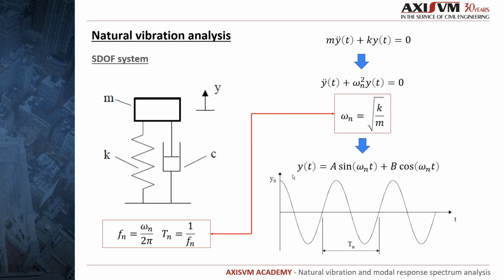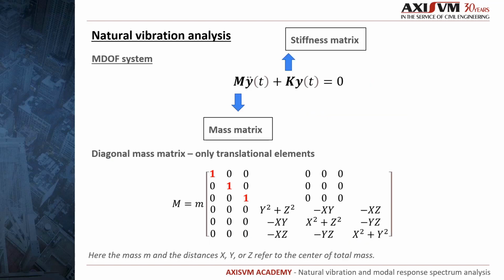The general solution of the differential equation looks like this. As we can see, the natural vibration is a harmonic vibration with the angular frequency described by omega. The natural frequency and period can be easily obtained from the angular frequency. If you have a more complex, multi-degree of freedom system, we have basically the same solution, but we have to work with matrices. So, we have a system of equations like this.